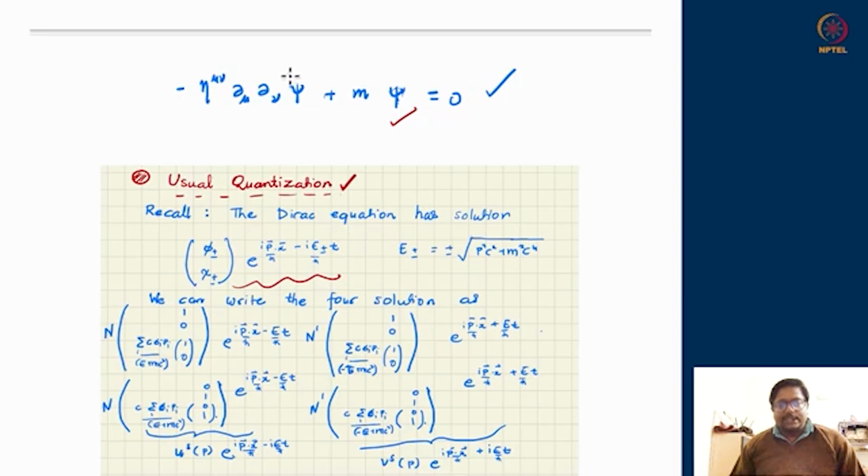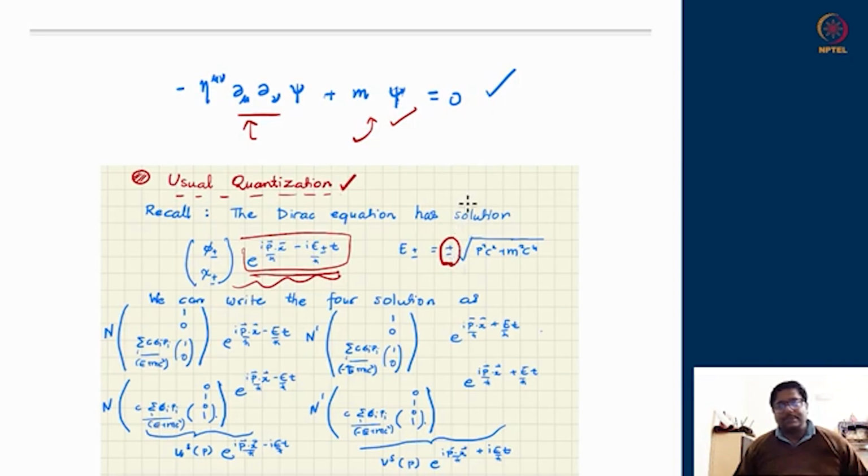I know that despite it being a 4x1 dimensional vector, its space-time dependent part satisfies the same equation which a scalar field does, because all the derivatives are spatial or temporal derivatives. Therefore, its space-time dependence cannot be different from that of the scalar field, so the plane wave structure should be inherent in that as well. So I know the space-time dependency should be through e to the power i p dot x upon h bar minus i energy, plus or minus, because energy comes in 2 signatures.